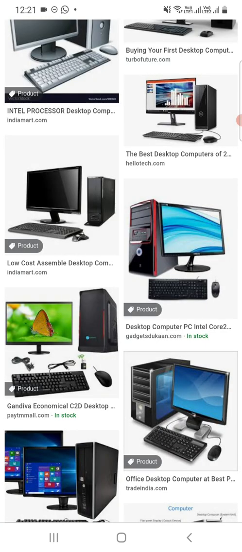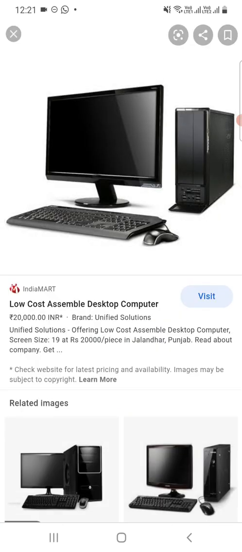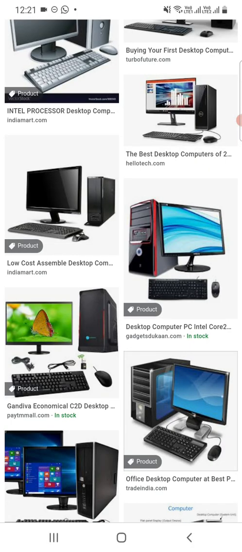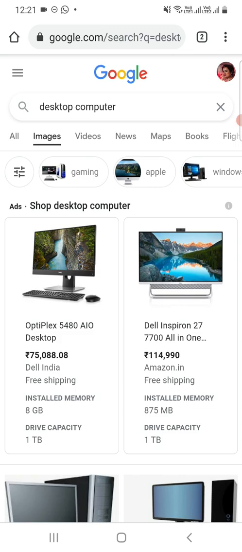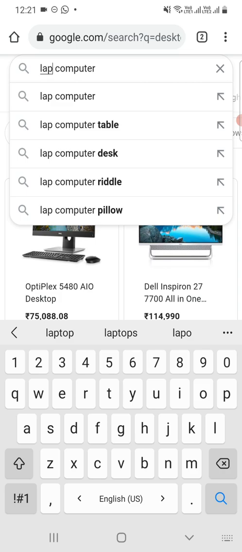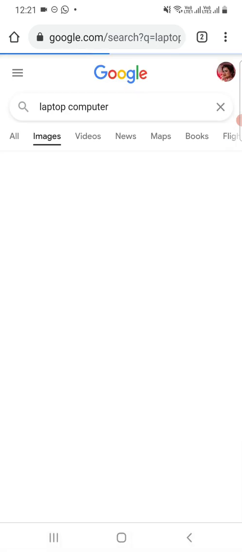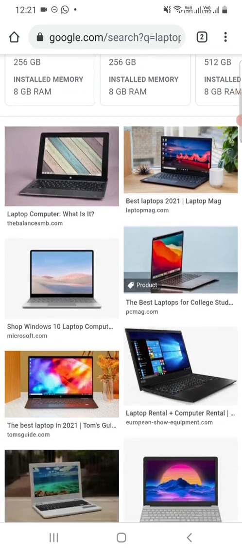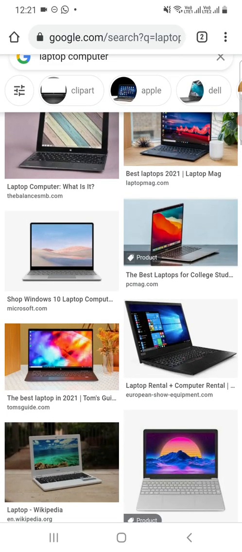You can see the image. There is a monitor, a CPU, a keyboard and a mouse. So this type of machine or computer is called a desktop computer. Next, we have a laptop computer. You can see so many images of laptop computers are there. Those all are images of a laptop.